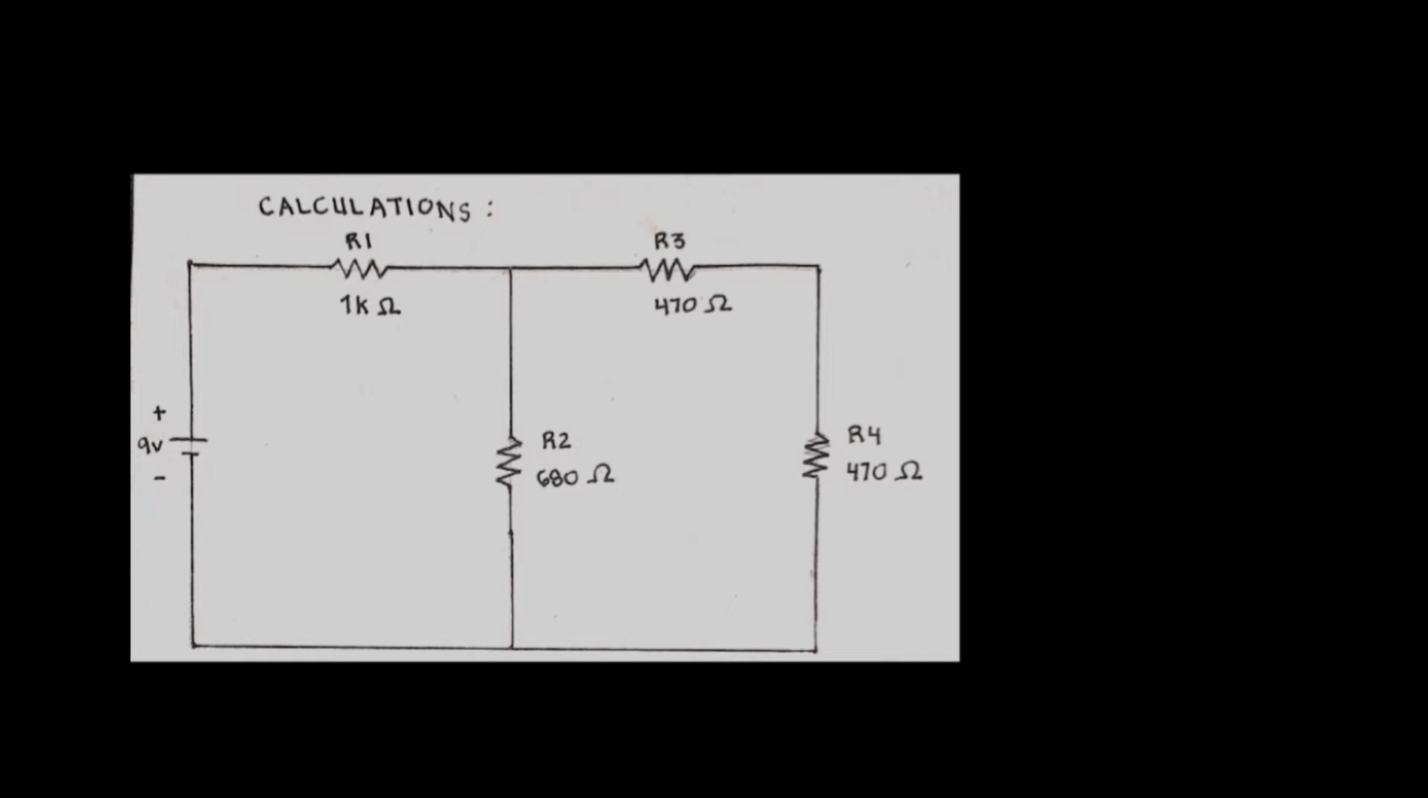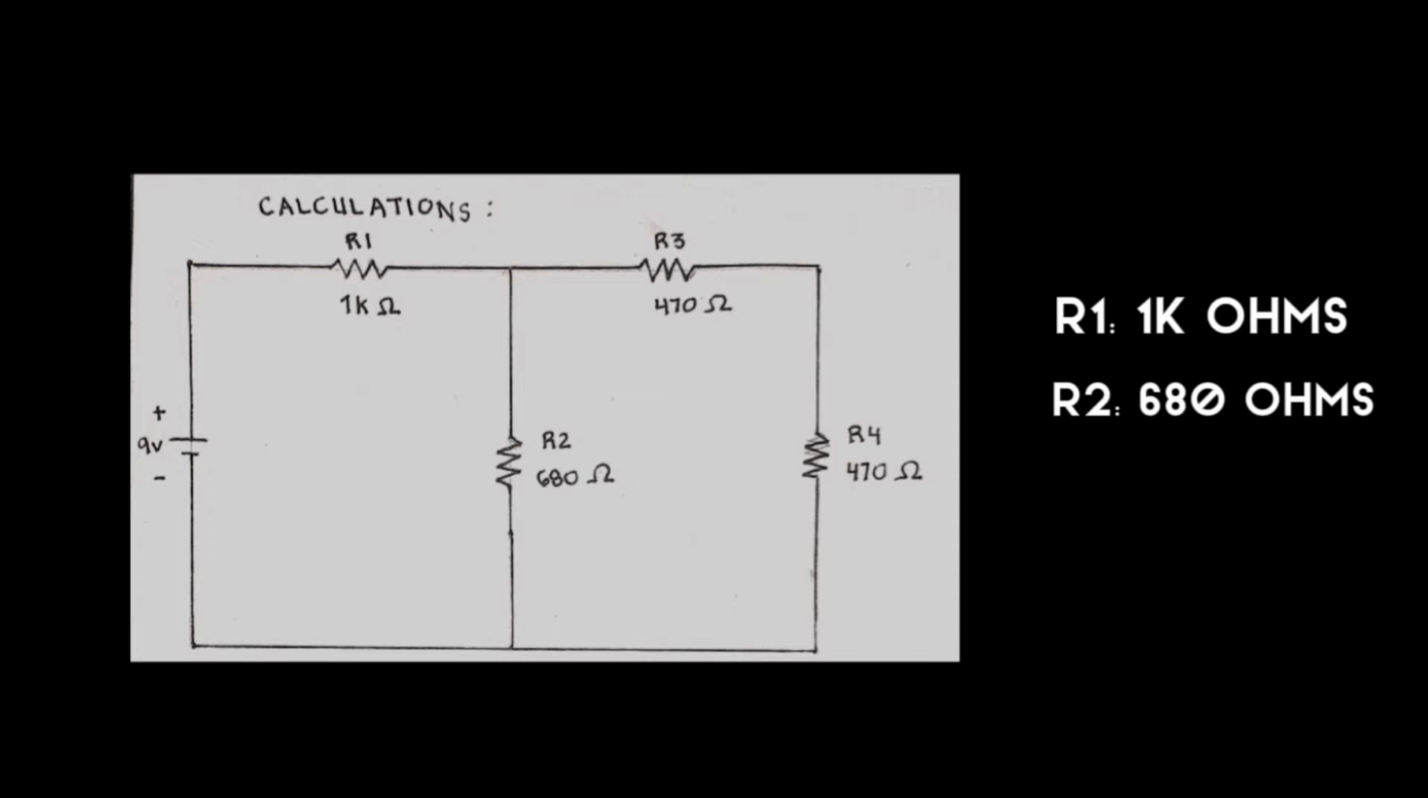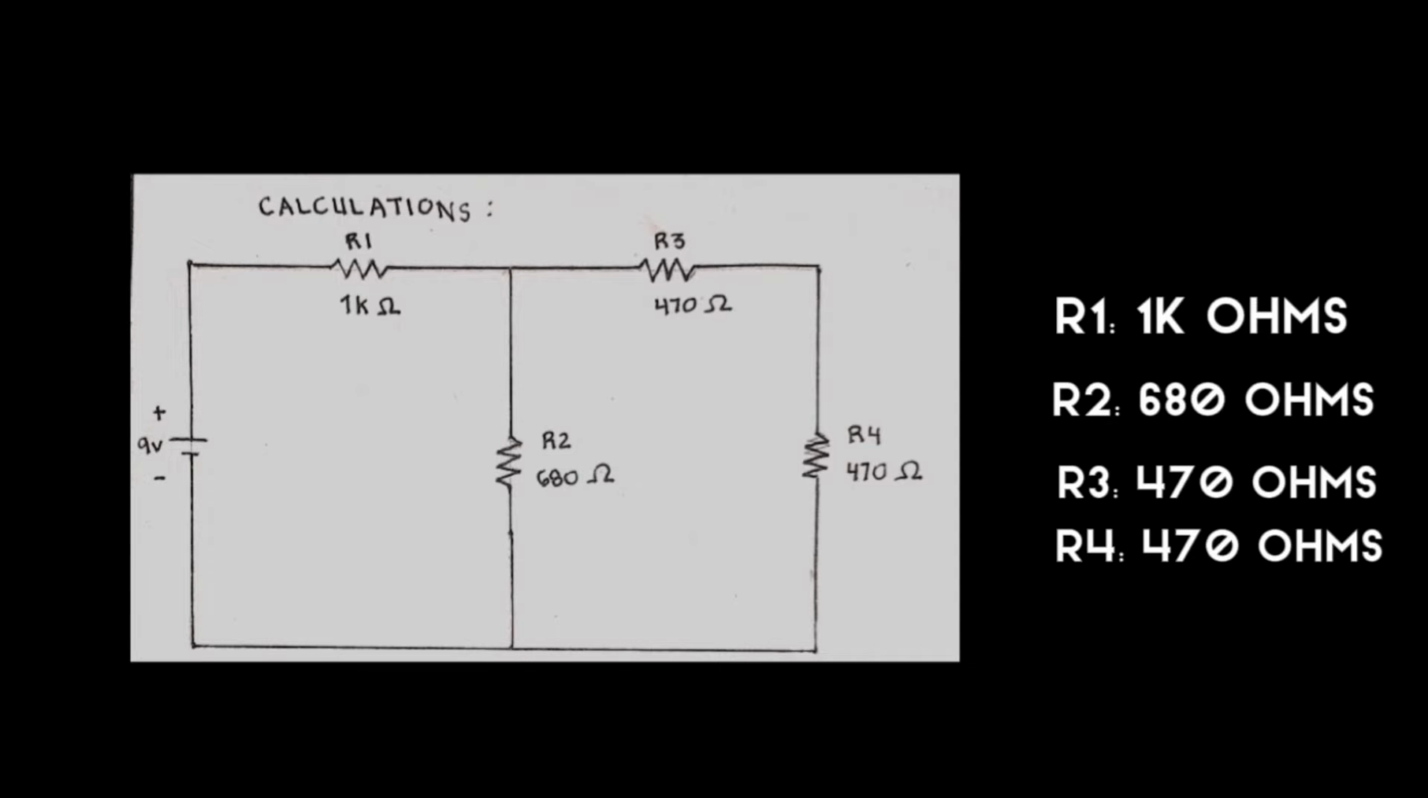To start with our equations, here are the given values in this series parallel circuit. There are 4 resistors. Resistor 1 with 1K ohms, resistor 2 with 680 ohms, resistor 3 with 470 ohms, and also 470 ohms for resistor 4. Lastly, we have a battery with 9 volts.